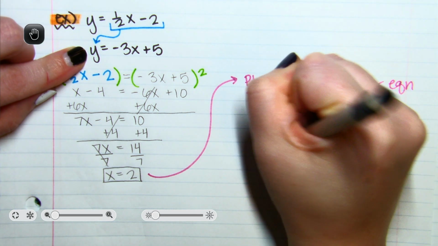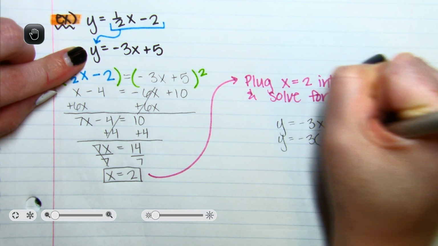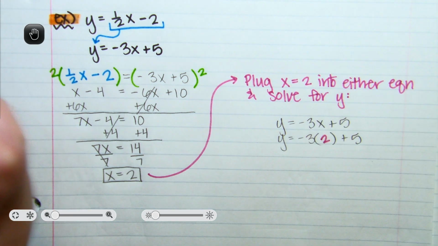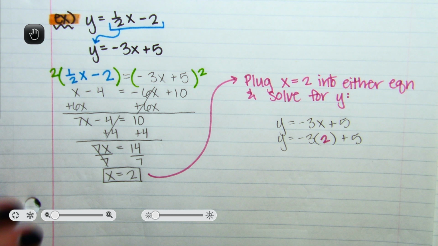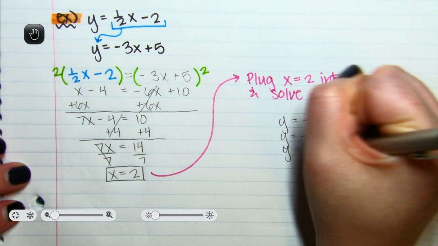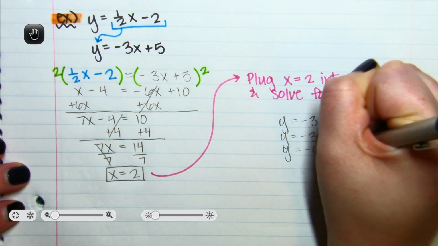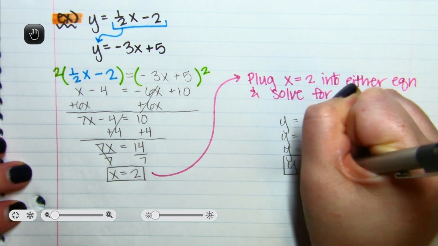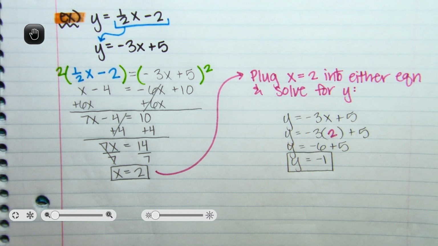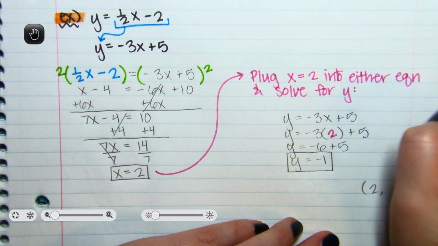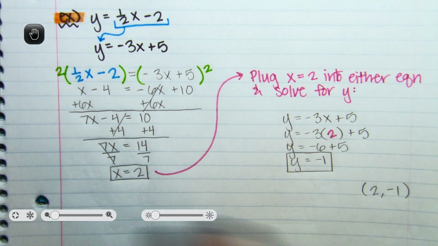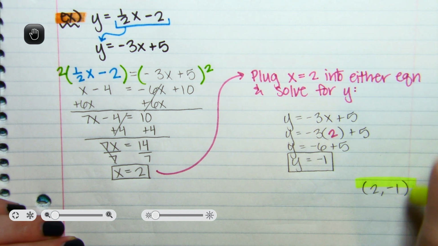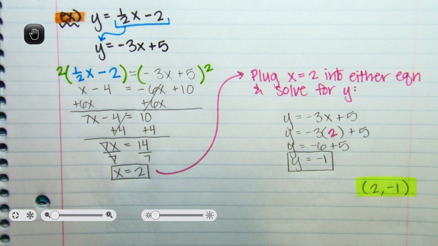So y equals -3 times x, which we're plugging in 2. So y equals -6 plus 5, which is -1. So our final answer is 2, -1. And again, we are writing our answers as coordinate points, as an x, y coordinate point.